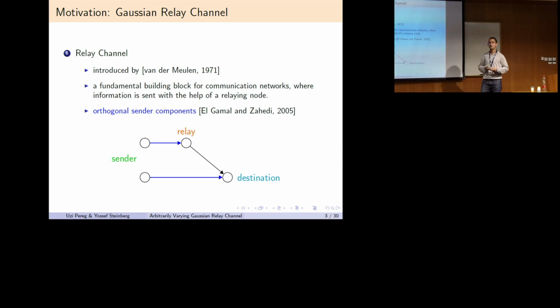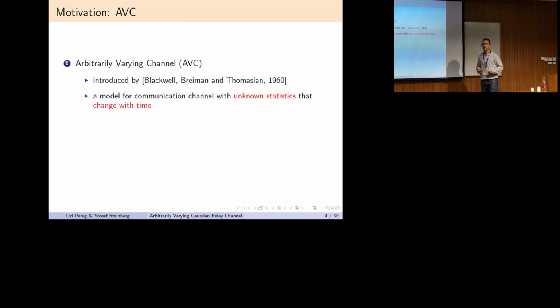Now, El-Gamal and Zahedi introduced the relay channel with orthogonal sender components. Here the input consists of 2 components. One is sent directly to the destination receiver, and the other is sent through the relay. Soon we'll talk about the Gaussian relay with sender frequency division, which is a special case of the relay channel with orthogonal sender components.